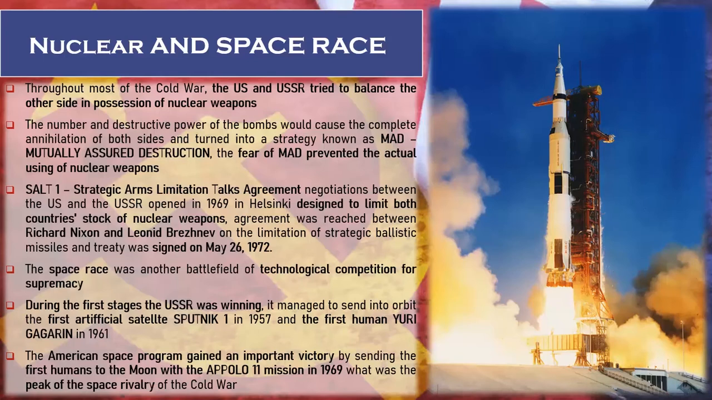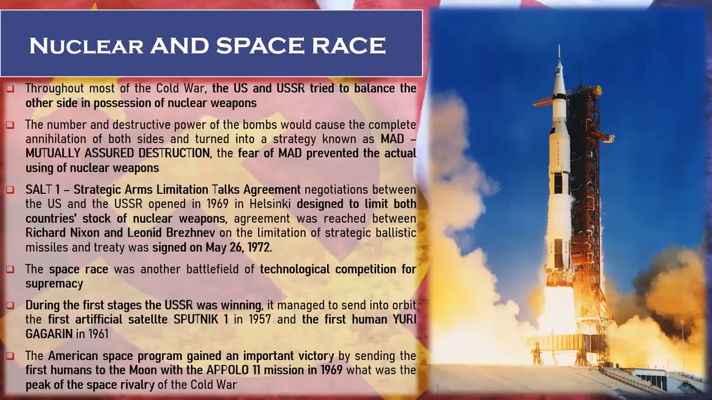The space race was another battlefield of technological competition for supremacy in space. During the first stages, the Soviet Union was winning. It managed to send into orbit the first artificial satellite Sputnik 1 in 1957 and the first human, Yuri Gagarin, in 1961. So this was a huge victory for the Soviet Union. So the Americans felt quite bitter about this. So they felt that they needed to do something huge to overthrow that victory of the Soviets. So they sent the first humans to the moon with the Apollo 11 mission in 1969, which was the peak of the space rivalry of the Cold War.